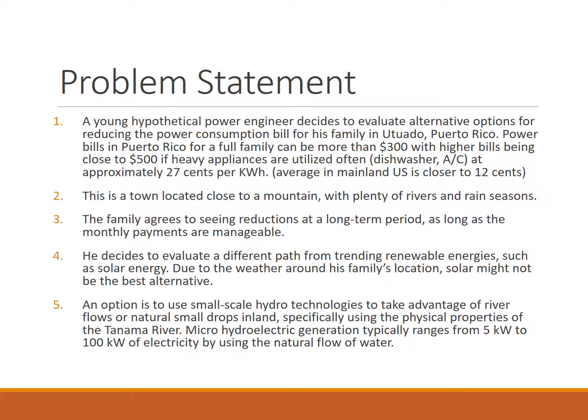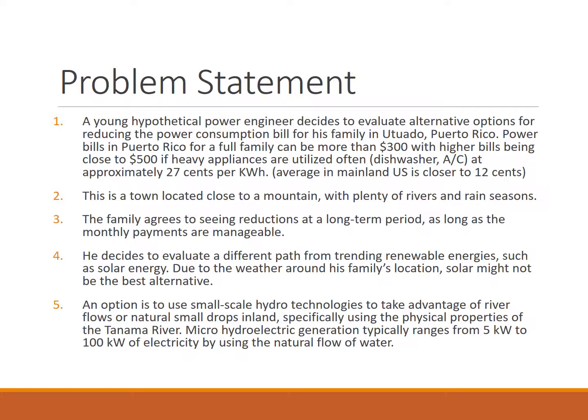So the problem statement: we are evaluating a hypothetical young power engineer. He's trying to evaluate some ways to reduce the power consumption bill for his family in Puerto Rico. And it's used for reference. Families' power consumption in Puerto Rico is pretty expensive. Average cost is 27 cents. On the mainland US, it's 12 cents, so you're paying more than twice the amount.